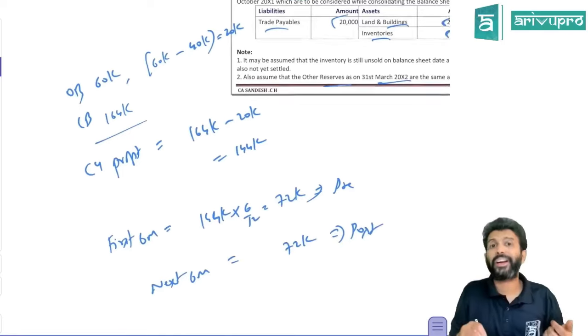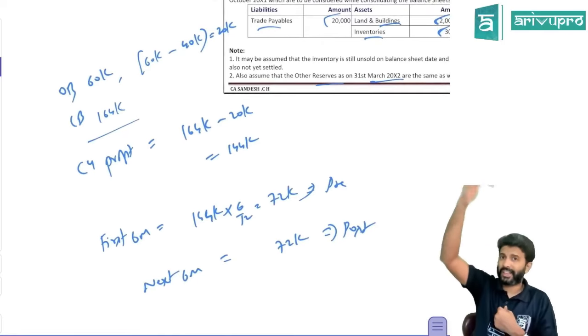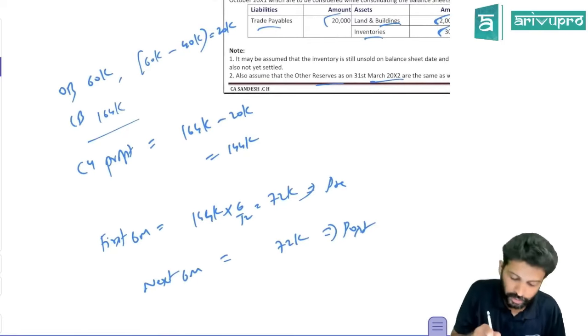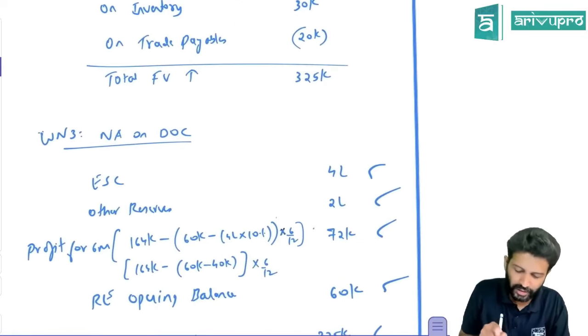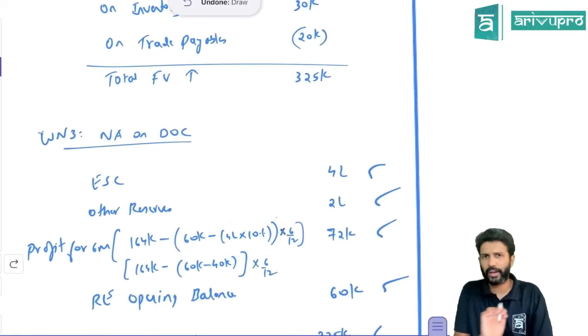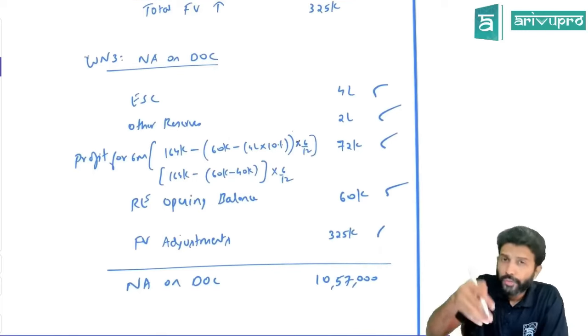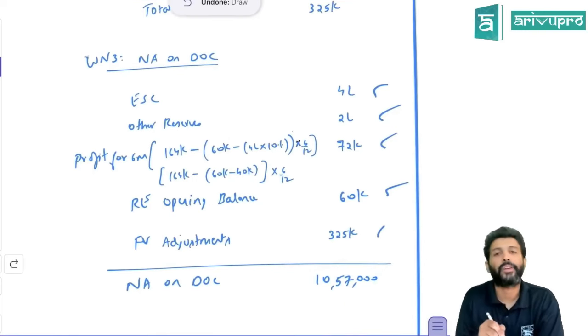Okay. And for net assets, how are we calculating? We're taking all the share capital and adding all the pre-acquisition profit. So this 72,000 also should be added, which I've presented over here. I directly calculated over here and showing it. If you want, you can present it like the way I've shown it here also. So if you add all this, you're going to get net assets on the date of control.